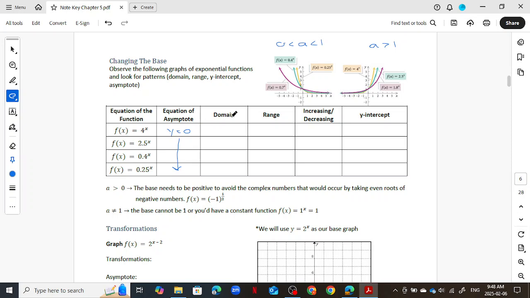What about the domain of these graphs? What do you notice? Well, they're all -infinity to infinity. Sweet. What about the range?